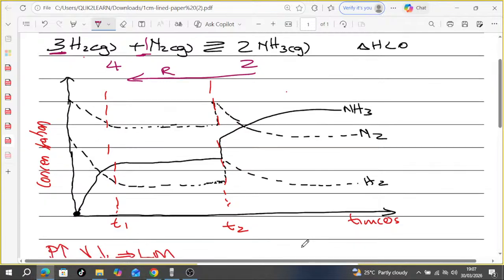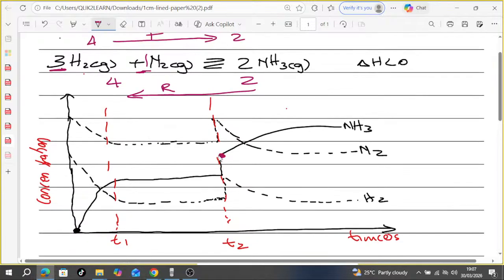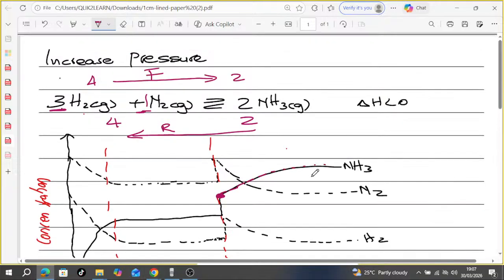And you can also see from the graph that at T2, after the pressure is increased, the concentration of the products is increasing. So this tells you that we are using more reactants to create more products. You happy with that?